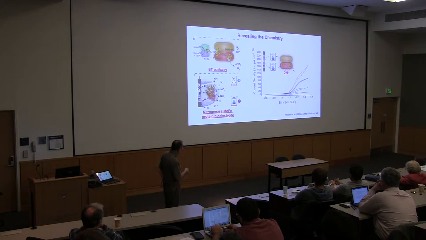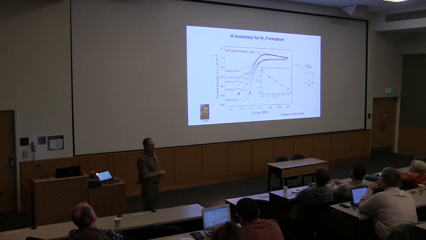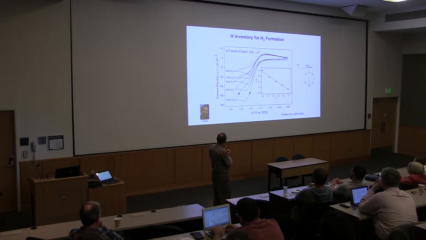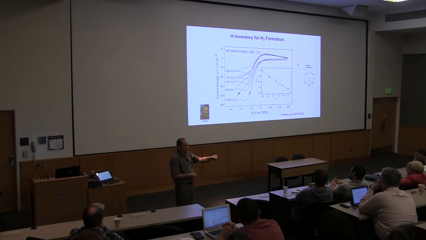So what Nimesh and my group did was a pretty clever experiment. He took that electrode that had that immobilized MoFe protein on it, and he just basically put it in buffer with different percentages of D2O. Right? And what's nice about this is you don't have to make a new electrode each time you do the experiments. You don't have the variability between electrodes. You just take the same electrode and just move it from one solution to the next, to the next, to the next, and then do your CV. And what you can see is quite nice.